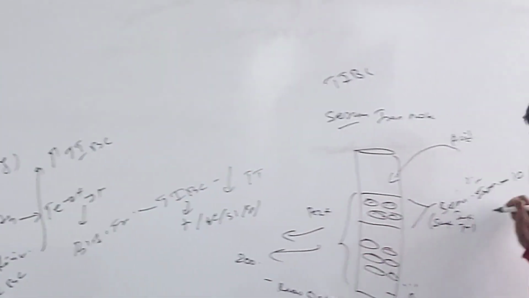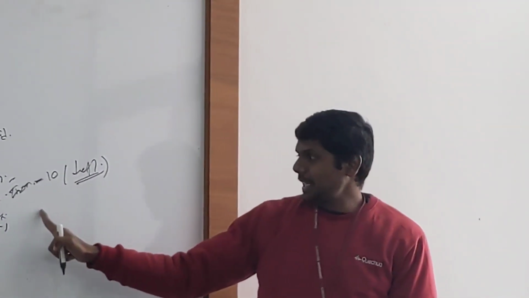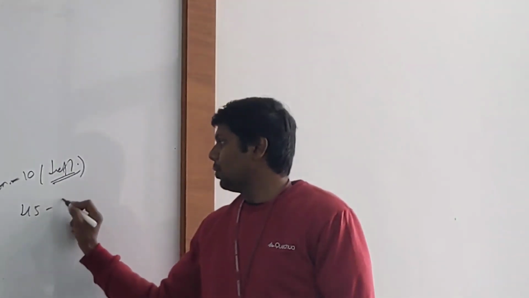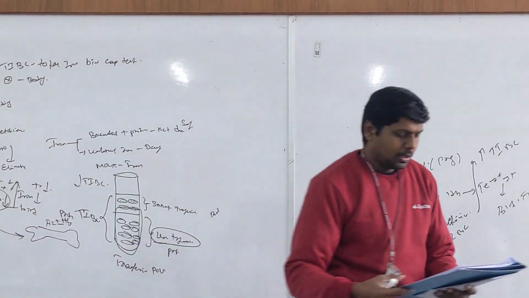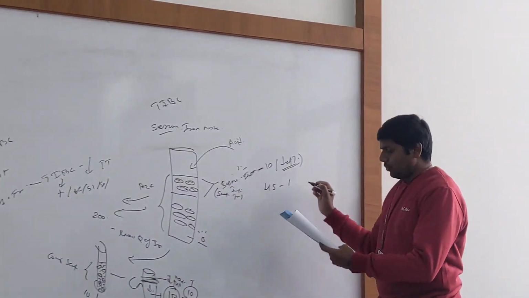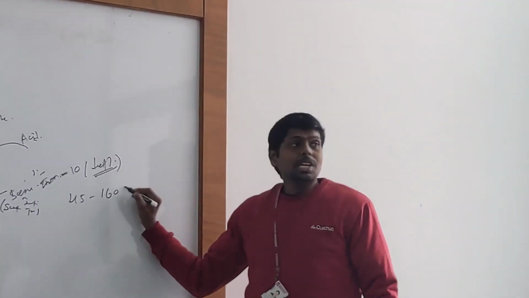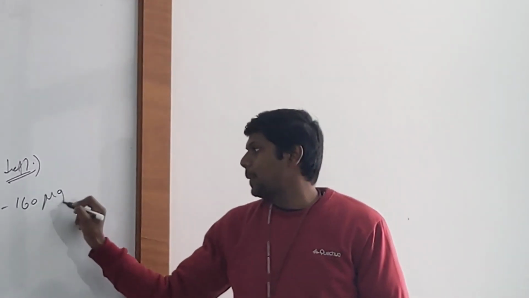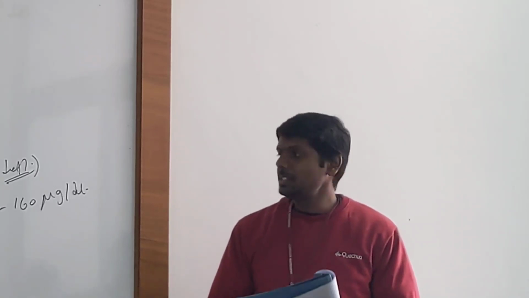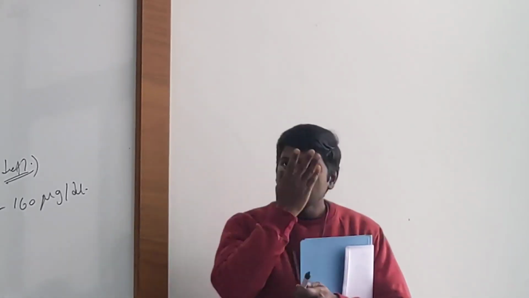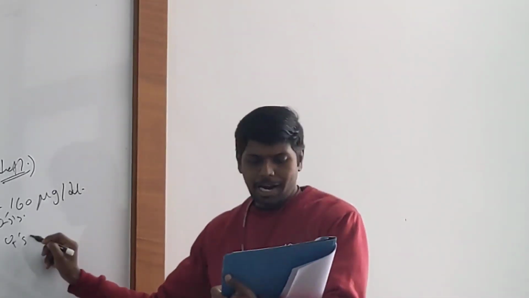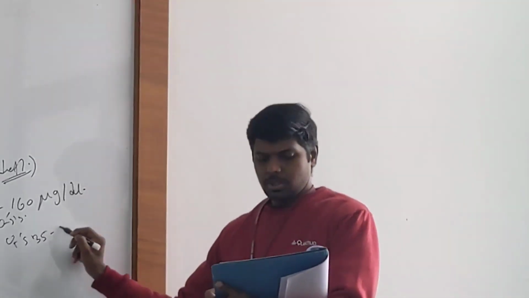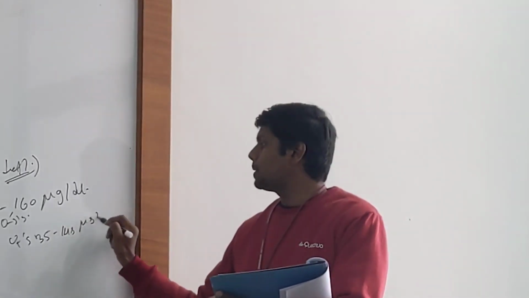Write down the normal values of serum iron. The serum iron value is 45 to 160. These values are measured in micrograms per deciliter. Please keep in mind, this is micrograms per deciliter. Okay? This is for males. Whereas for females, the value is 35 to 145 micrograms per deciliter.